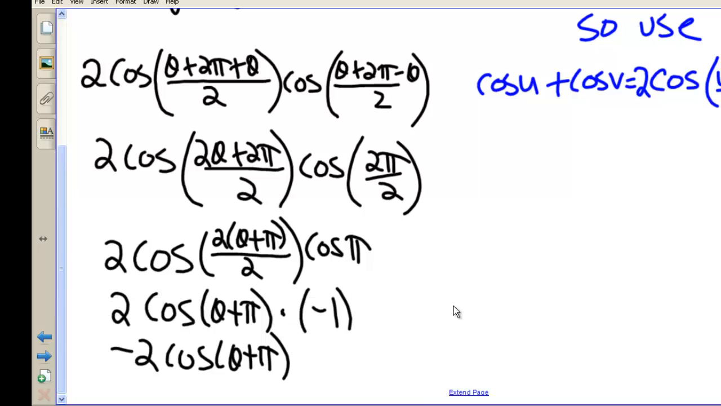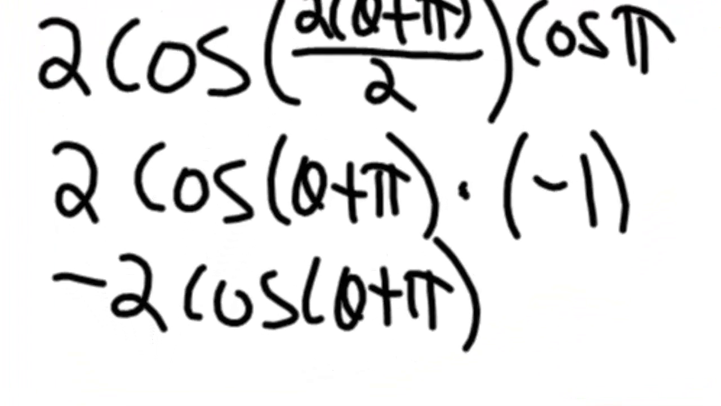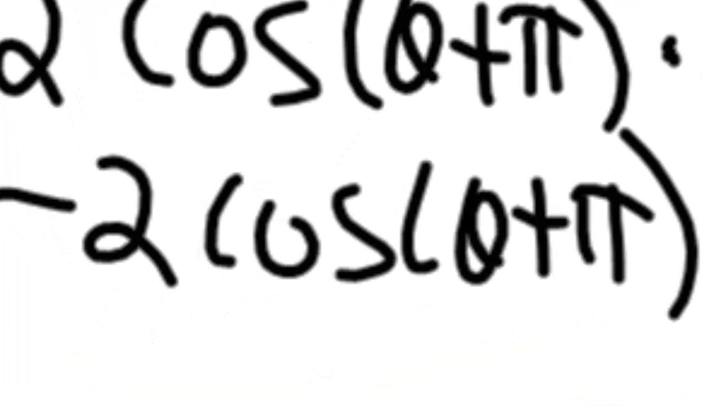Next, I can evaluate the cosine of pi, which is -1. The 2's cancel, so I'm left with theta plus pi. So my final answer, when I take the -1 times the 2, is -2 cosine of theta plus pi. So I have turned something that was the sum of 2 cosines into a product, or in this case, the product of -2 times the cosine of theta plus pi.